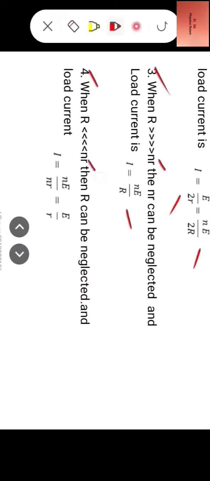Similarly, we come to the reverse case, that is, capital R is very small as compared to the internal resistance of the combination of cells. Then external load resistance R can be neglected and load current I will become equal to nE by nr, where n cancels, and we are left with E by r. That is, I is equal to E by small r, where small r is the internal resistance of each cell and E is the EMF of each cell.